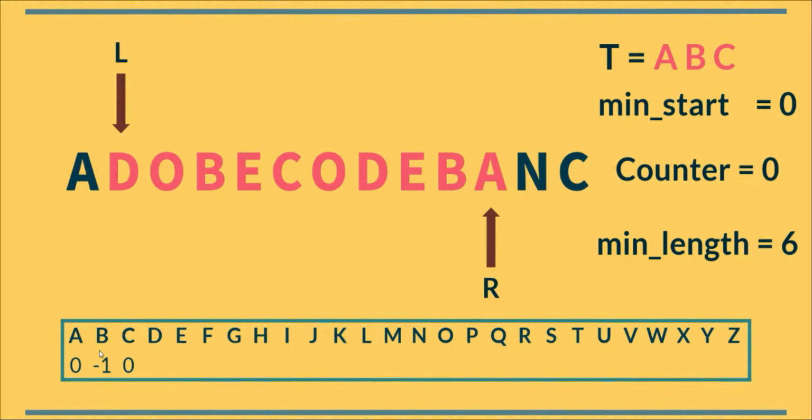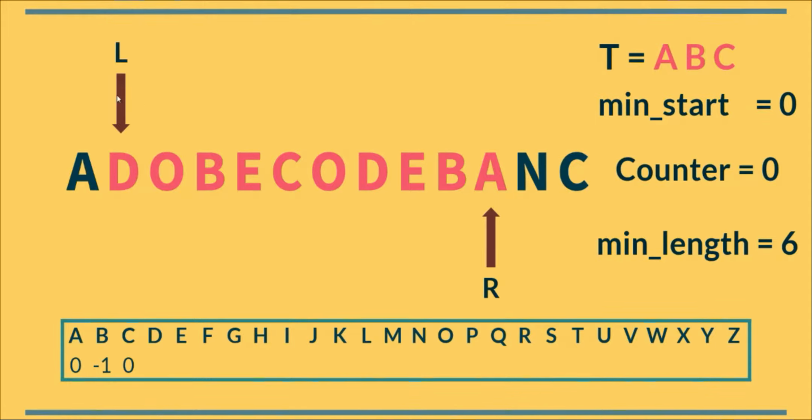Since it was a positive value before becoming 0, we also decrement our counter variable. Now our counter variable is 0. This means we again have a valid substring on our hands. So we try to compare its length with the minimum length that we have. So clearly this substring is larger than the minimum length that we have. So we try to find a smaller substring.